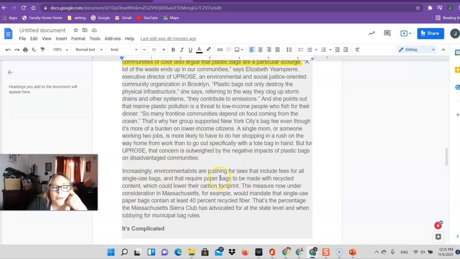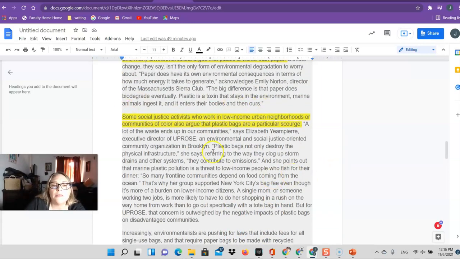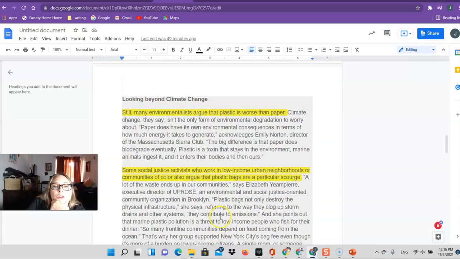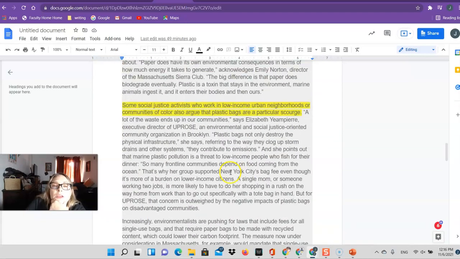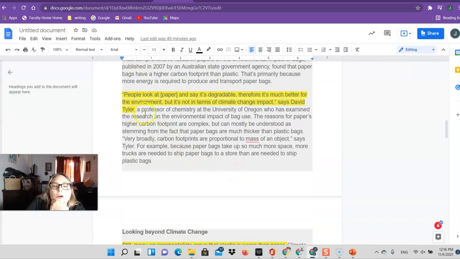Yeah, increasingly environmentalists are pushing for laws that include fees for all single-use plastic bags, and that require bags to be made with recycled content. That's the percentage of Massachusetts Sierra Club has advocated for the state. And so he really seems like he's not on board with this. Some social justice activists who work in low-income urban neighborhoods or communities of color also argue that plastic bags are a particular scourge. Yeah, I think I would have to look a little hard for that.